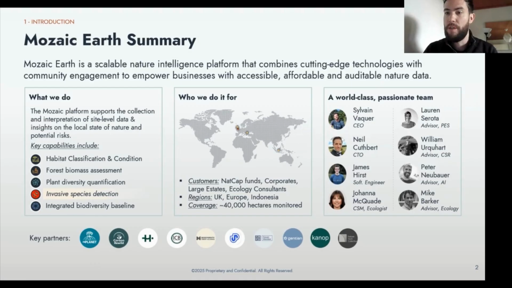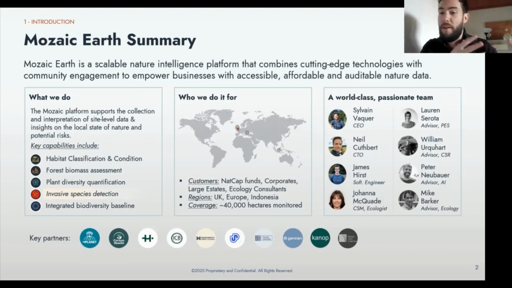We work mostly today in the UK and Europe, but we're starting to internationalize and doing more and more projects. So first in Indonesia at the moment, and we're going to expand to Africa in the second half of the year. We work with natural capital funds and investors that acquire large pieces of land and want to baseline the state of nature in a way that is certifiable and auditable before any pre-interventions. We work with corporates trying to understand and report better site-level data in conjunction with openly available data like ENCORE for CSRD reporting. But we also work with ecology consultancies that are trying to scale their impact and collaborate with their own clients on doing environmental impact assessments in a more efficient way. We've got about 40,000 hectares today under monitoring, and we believe we have a world-class, passionate team to support the organizations that we work with.